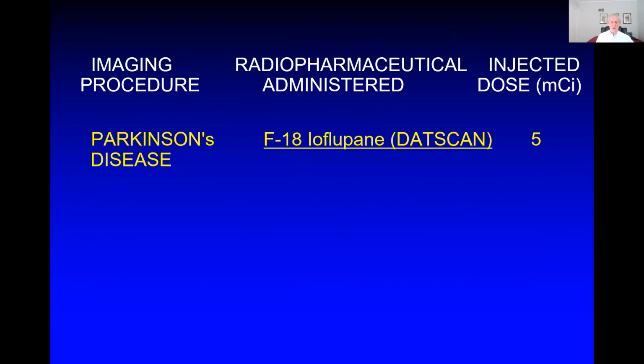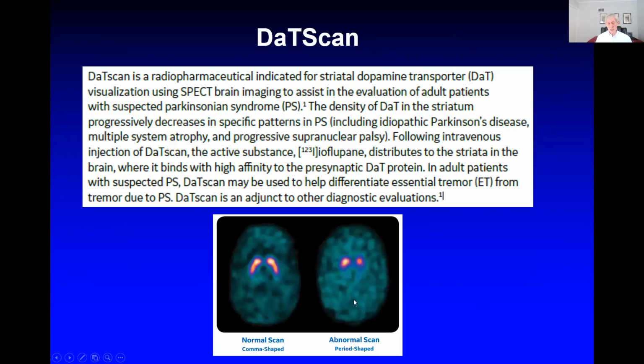Next is a relatively new drug called DaTscan. It's labeled with F18, so of course that's going to be a positron emitter. And typically we only give about 5 millicuries because the uptake in the brain is pretty good. This is a scan where we're really trying to determine if someone has Parkinson's disease, and it's showing you the dopamine receptor uptake. It's called DAT, dopamine transport.